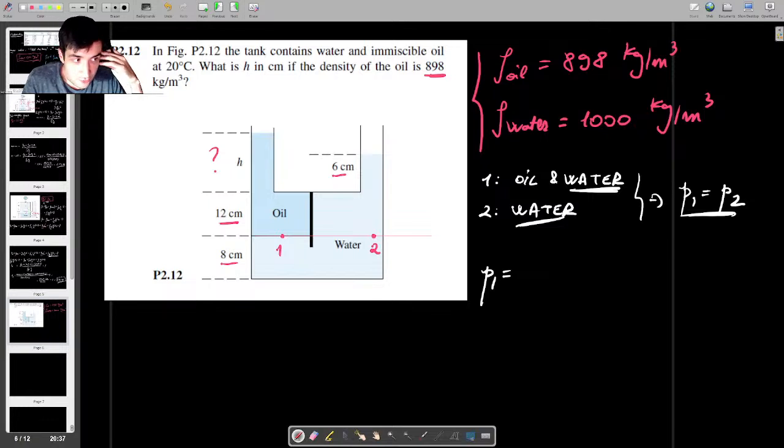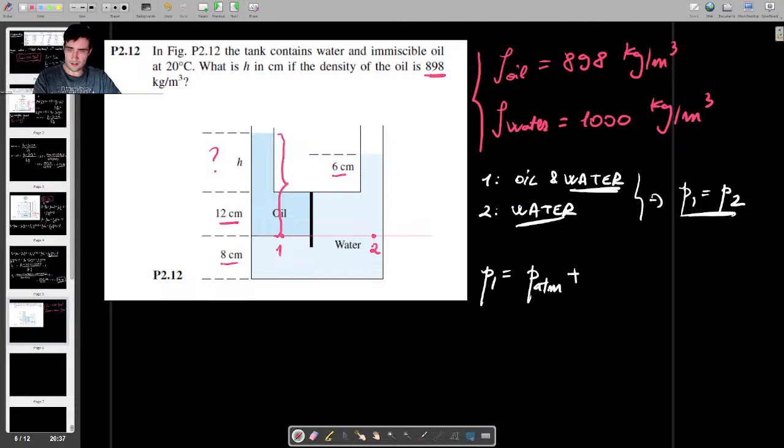So P1 is equal to P2, and P1 is based on the fluid above point 1, right? So we definitely have atmospheric pressure, but like before, you'll notice that atmospheric pressure isn't actually doing anything. So it will cancel out. And then we have plus, above point 1, some height, right? So we have the total column that's pushing down on point 1 is this.